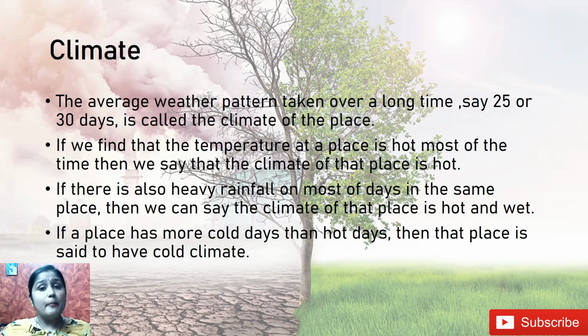So, if we find the temperature at a place is hot most of the time, then we say that the climate of that place is hot. And on the other hand, if there is also heavy rainfall on most days in the same place, then we can say that the climate of that place is hot and wet because of rain. If a place has more cold days than hot days, then that place is said to have a cold climate. So, climate is basically the average weather pattern at a particular place, and the average timing is 25 to 30 days.